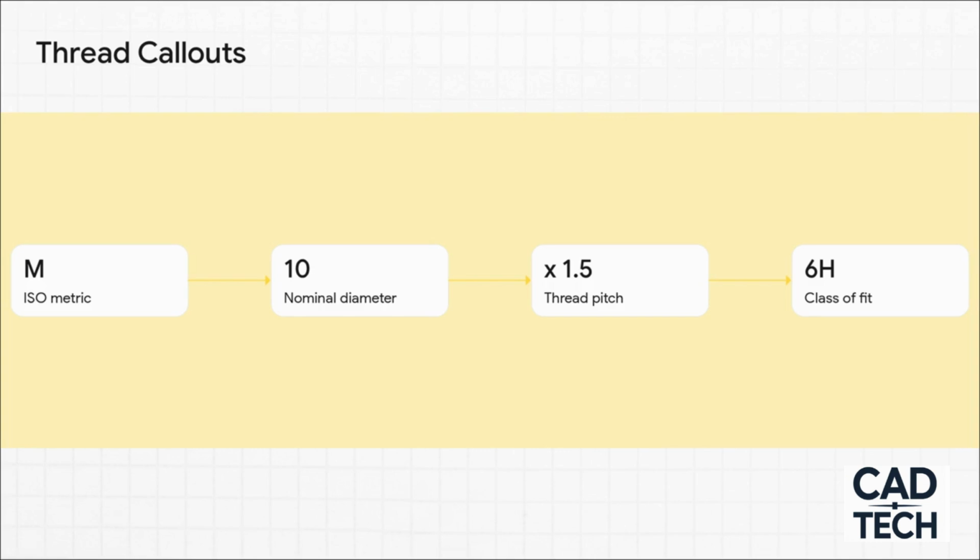Step 3, x 1.5, is the pitch, meaning there is exactly 1.5 millimeters of distance between each individual thread. And step 4, 6H, tells the machinist the class of fit, basically how tightly it will screw together. And that capital H confirms it's an internal thread, like a nut rather than a bolt. See? Once you know the grammar, it literally reads like plain English.